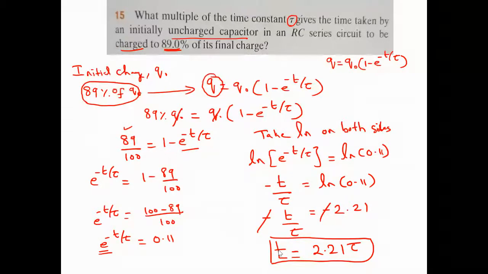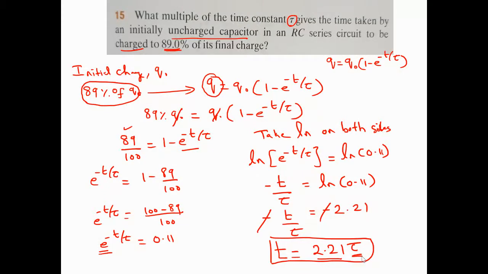Clear? Because they need the answer in terms of a multiple of the time constant. That means this number is needed for multiplying with the time constant tau. Clear?